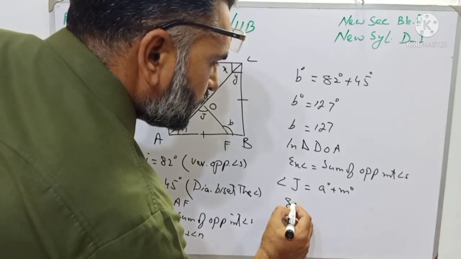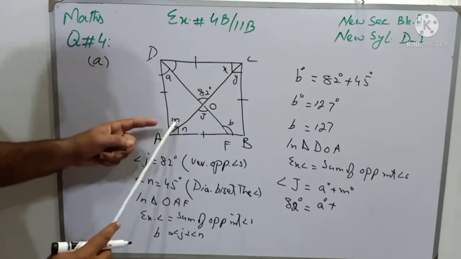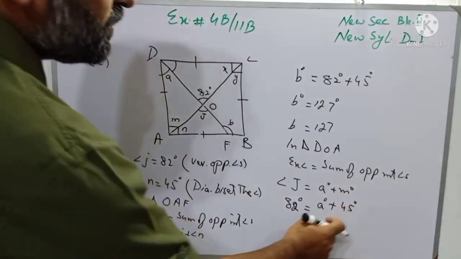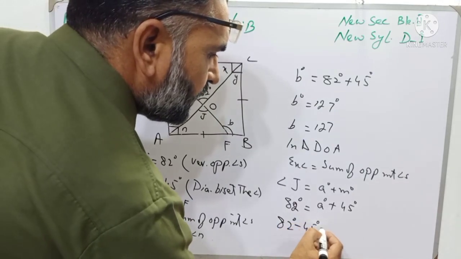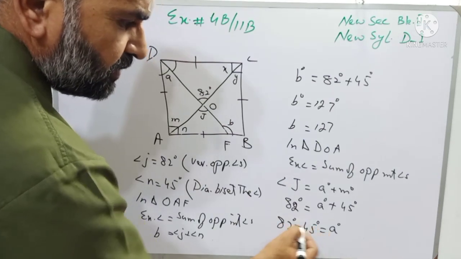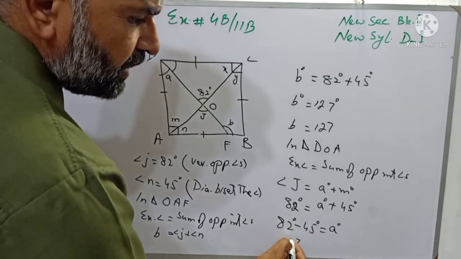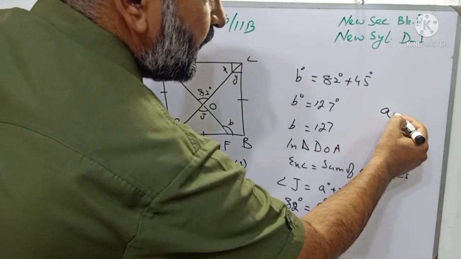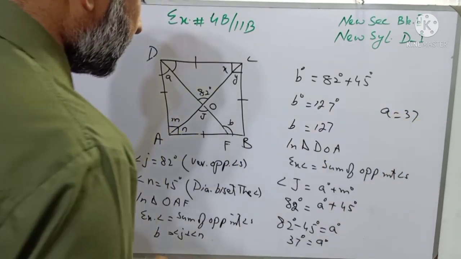So 82 degrees, not 80 degrees, 82 degrees, is equal to A degree, which we have to find, plus the value of M, which is 45 degrees. And 45 is plus, when we transfer it to the other side it will become minus. So 82 degrees minus 45 degrees is equal to 37 degrees. So A degree is equal to 37 degrees, and the value of A is 37.